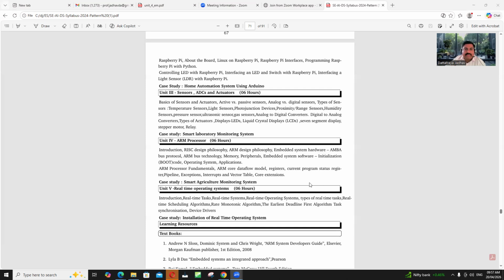And the second half is concerned with ARM processor fundamentals: ARM core data flow models, registers, current program status registers, pipeline, execution, and interrupt vector tables and core. So these parameters are mostly concerned with the ARM processor. That is the fourth unit of your embedded system.